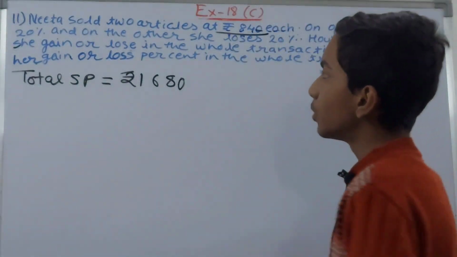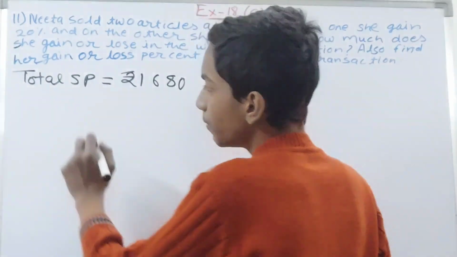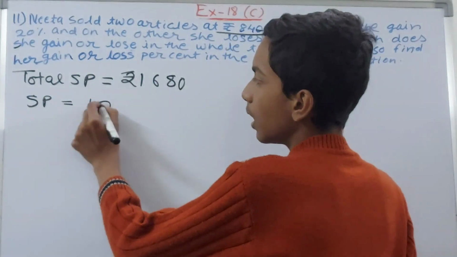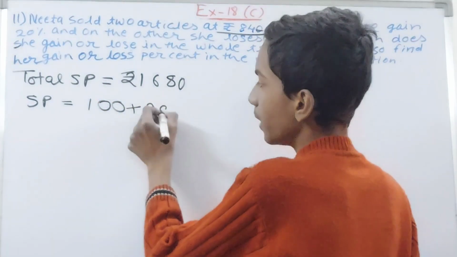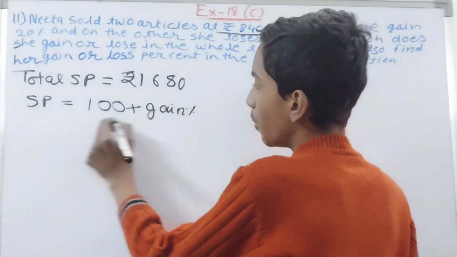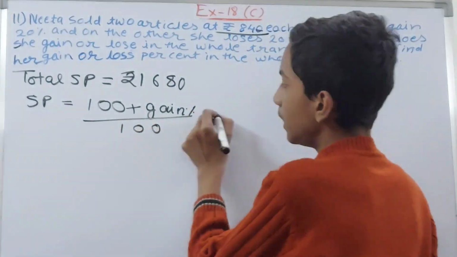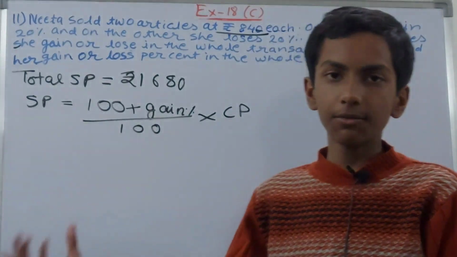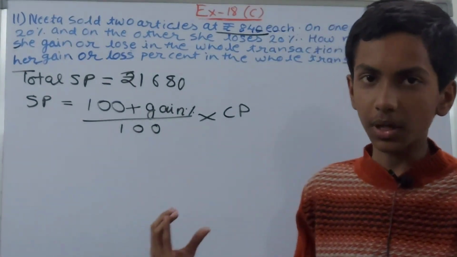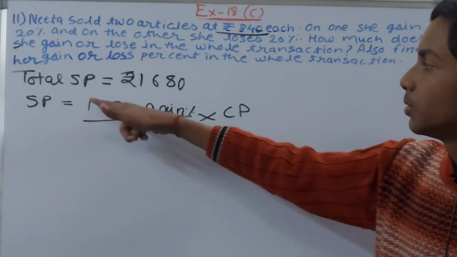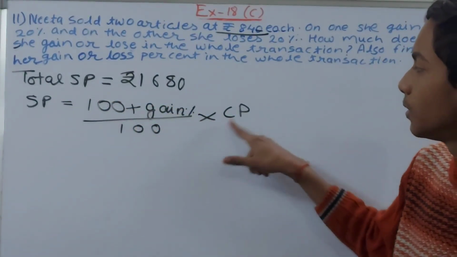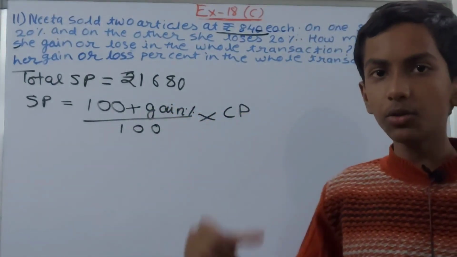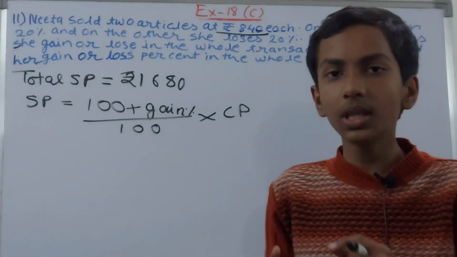See how? First of all, we need to know one formula that's pretty important, that is the selling price equals 100 plus the gain percent, upon 100, into the cost price. So this is the formula that we're going to use today for finding the cost price. So what is this gain percent? This is the percent that you have gained, that is 20%.